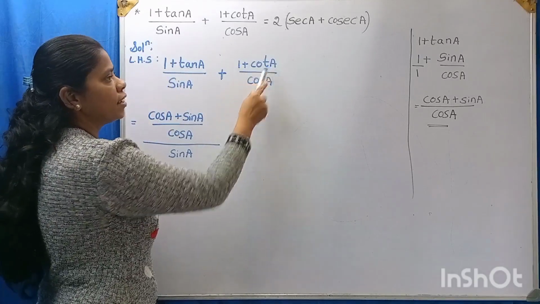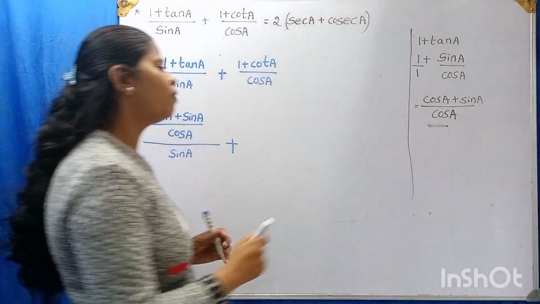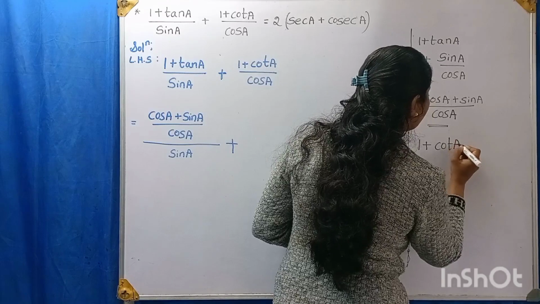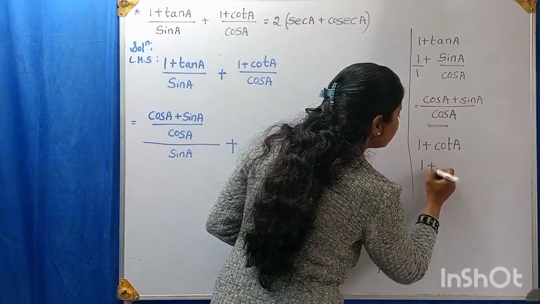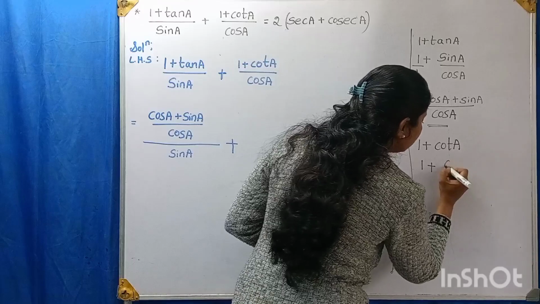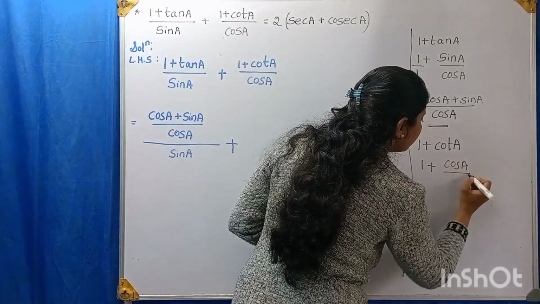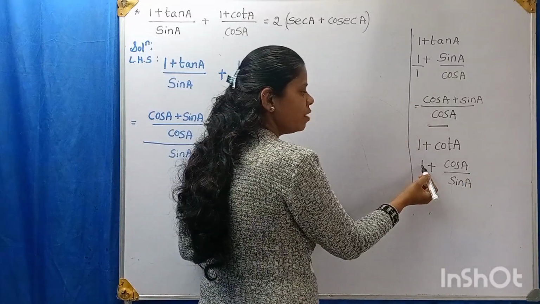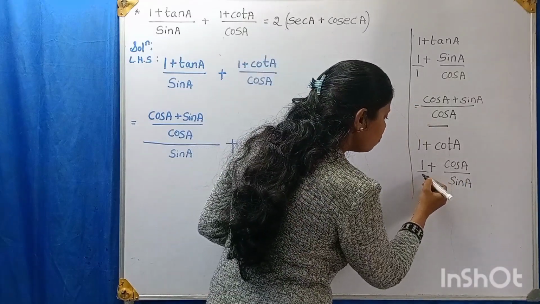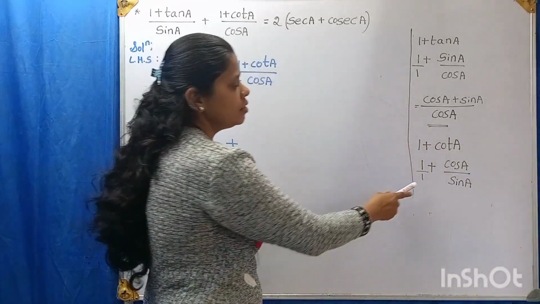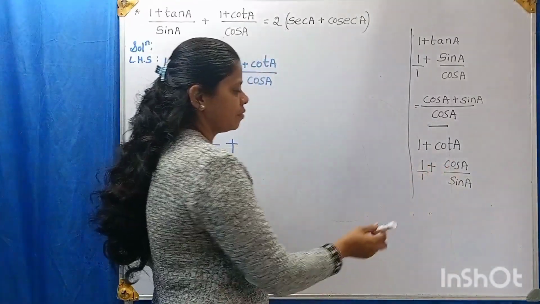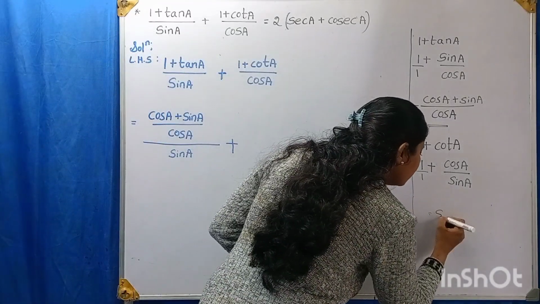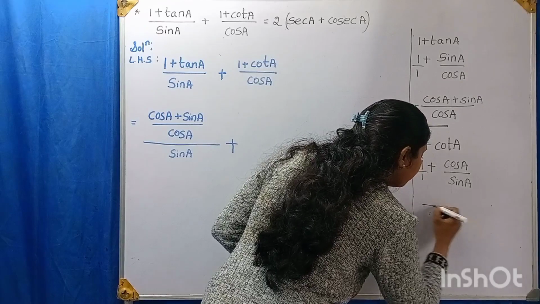Now this 1 plus cot A, I will simplify that side. 1 plus cot A; this cot A can be written as cos A by sin A. In the same way, in the numerator we have 1, and nothing in the denominator means we can write it as 1. Take the LCM of 1 and sin A. Sin A is the LCM.